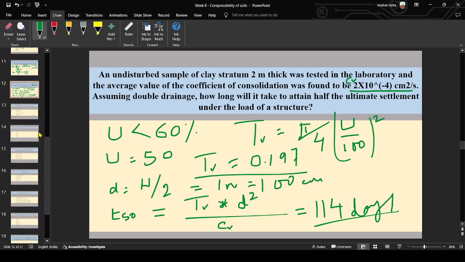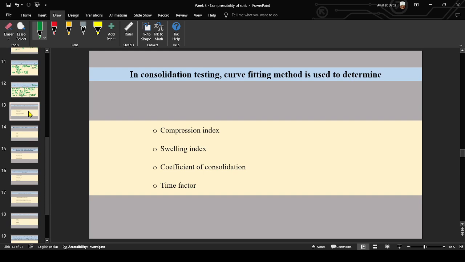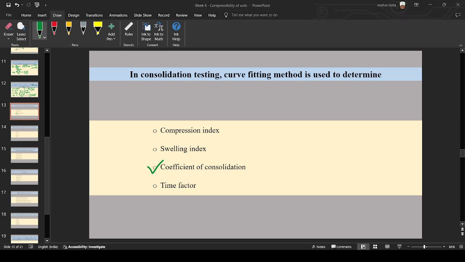Okay. Next question. In consolidation testing, the curve fitting method is used to determine which quantity? The coefficient of consolidation, the value of CV, is measured using the curve fitting method in the laboratory consolidation testing. Okay, the answer is the coefficient of consolidation.